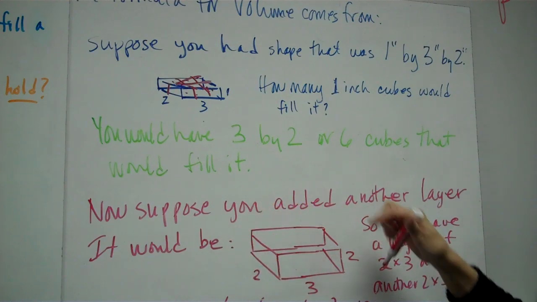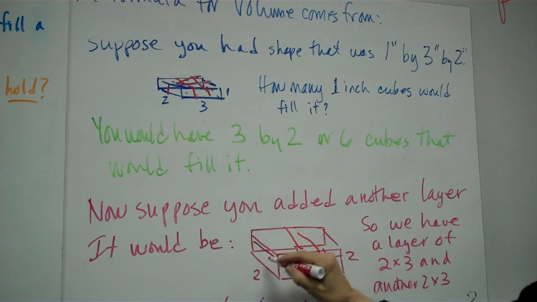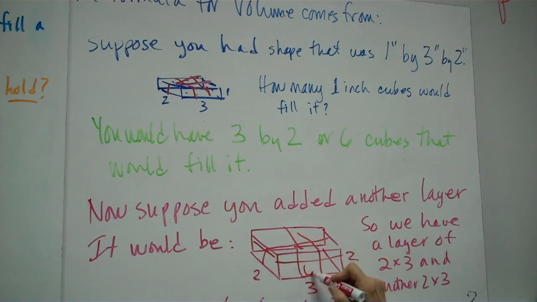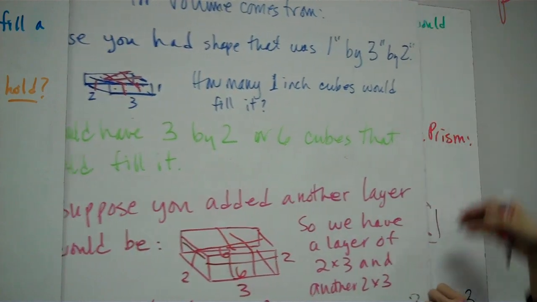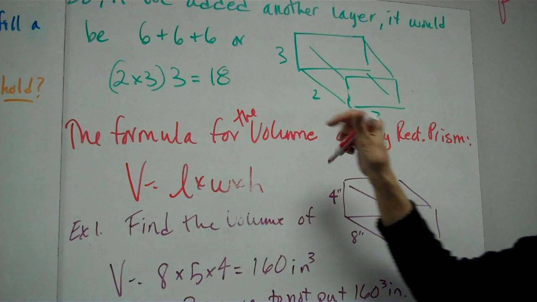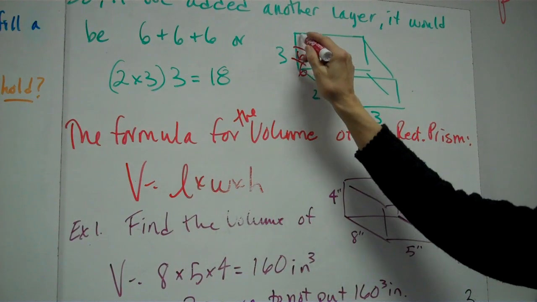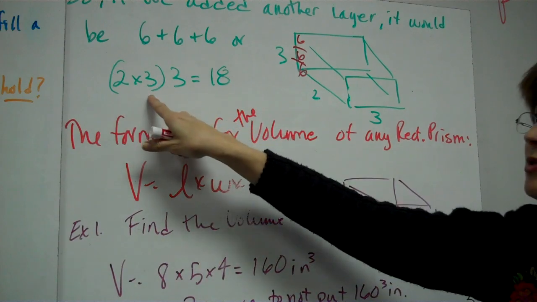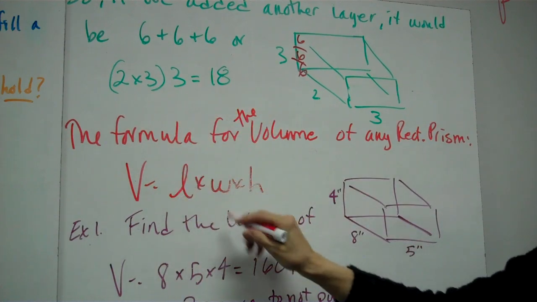Now suppose you added another layer. You had 2 layers like that, with 3 here and 2 going this way. There's 6 on one layer, and 6 on the other layer, so it would be 6 times 2, or 12, or 6 plus 6, which is 12. All right? Now suppose you added yet another layer. You'd have 3 layers like this, 6 on the first layer, 6 on the second, 6 on the third. So you'd have 6 times 3 layers. That would be 18. So that's where we get the formula.